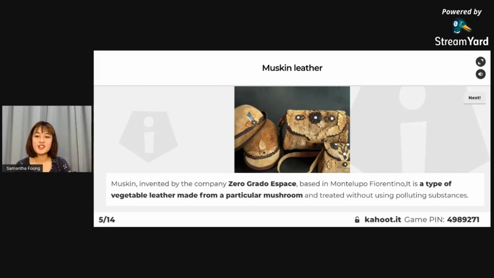So search it up if you're interested. It's really interesting and it's currently being commercialized. And who knows, maybe in the future we'll see lots and lots more things made of mushroom leather.